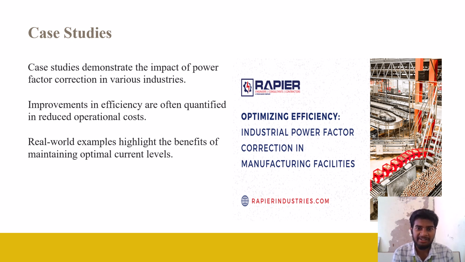Industrial power factor correction in manufacturing facilities. Case studies demonstrate the impact of power factor correction in various industries. Improvements in efficiency are often quantified in reduced operational costs. Real-world examples highlight the benefits of maintaining optimal current levels.